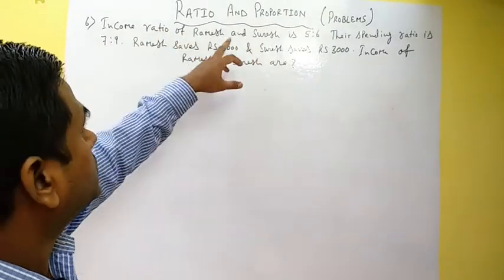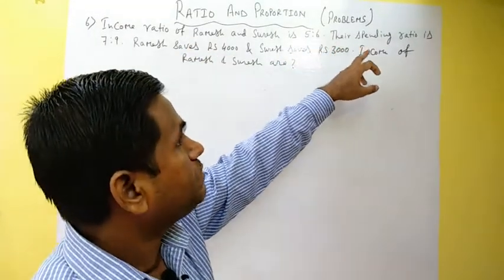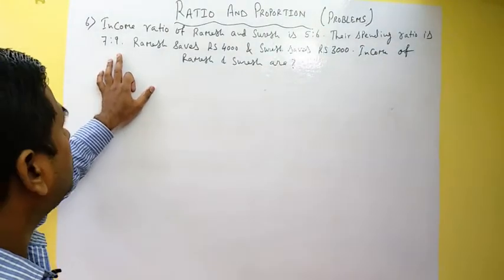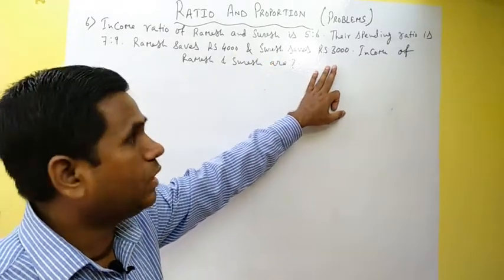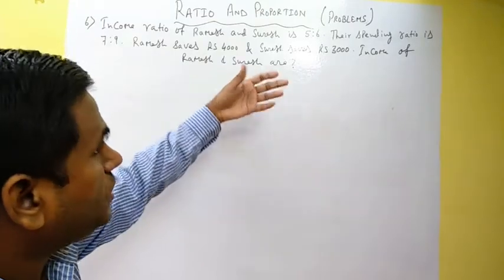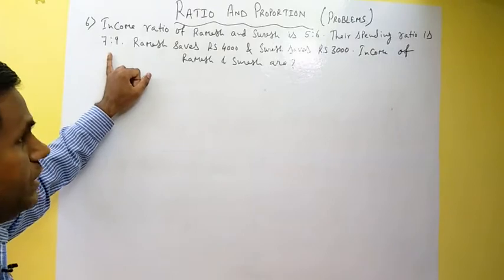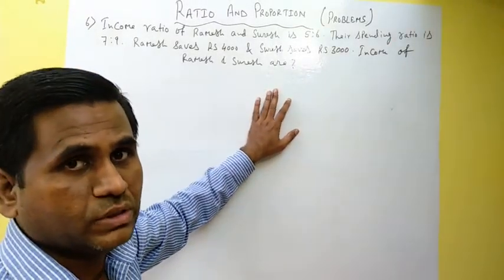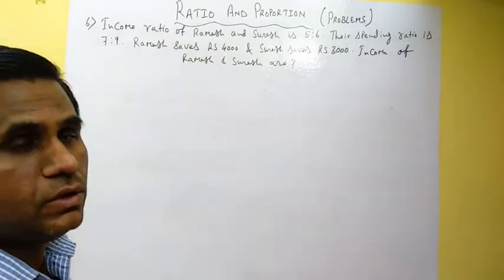There are two persons, Ramesh and Suresh. Their income ratio is given as 5:6 and their spending ratio is also given as 7:9. So we have two ratios here. Ramesh saves rupees 4,000 and Suresh saves rupees 3,000. Their saving is given in money, while the income and expenditure are given in ratios. So we have to find how much they are earning in rupees.